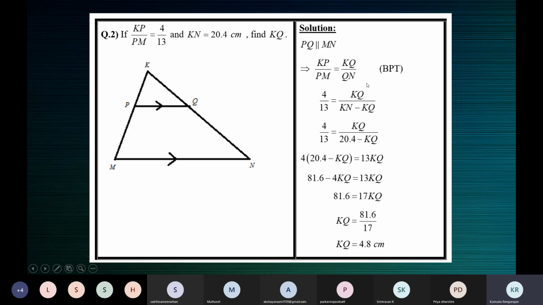So KQ is KQ. But this QN can be written as KN minus KQ. Now KN we know, the value is 20.4. KQ is what we have to find. So cross multiply, solve and find the value of KQ. 4.8.